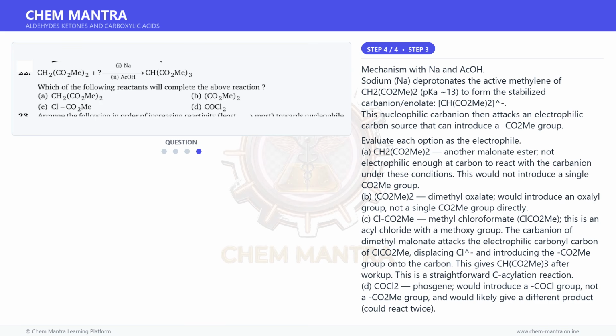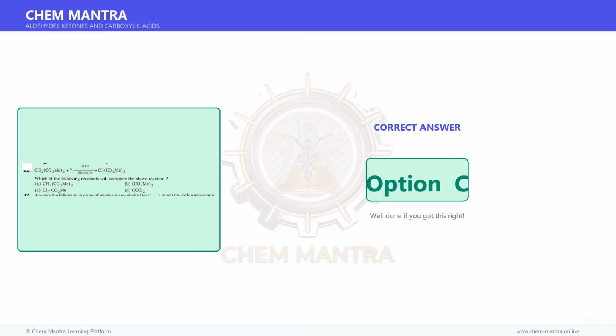Why do the others fail? A. CH2(CO2Me)2 is not electrophilic at carbon under these conditions, with no leaving group. B. (CO2Me)2, dimethyl oxalate, would give a different carbon framework. D. COCl2, phosgene, would not directly give the trimethyl ester product. Therefore, the correct answer is option C.